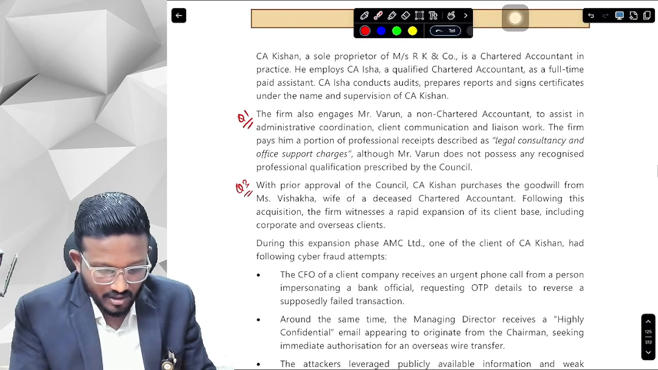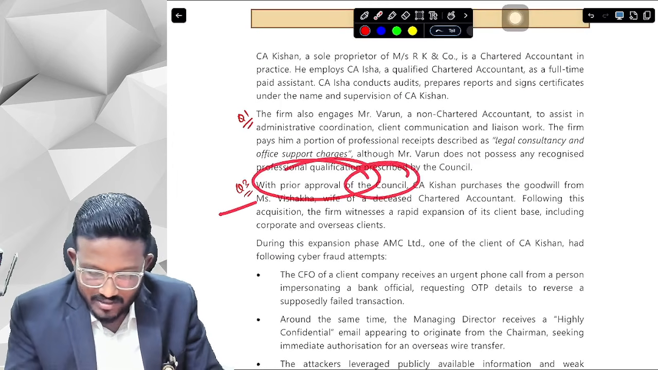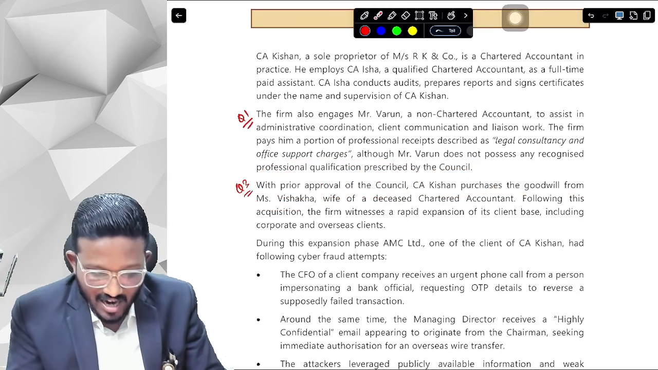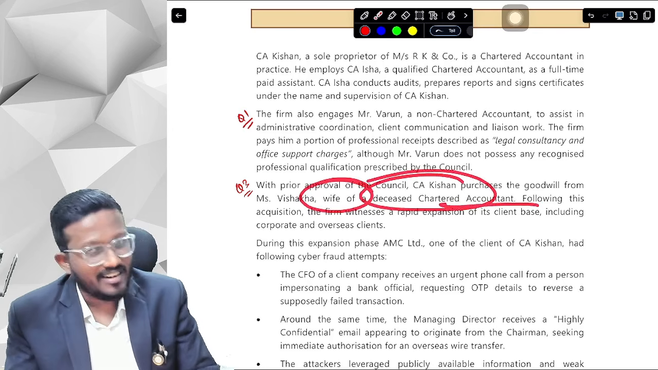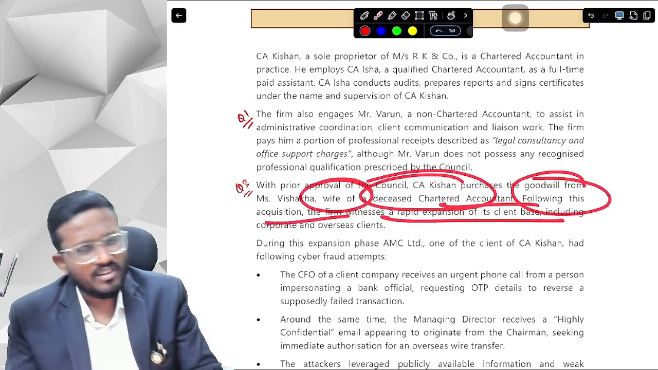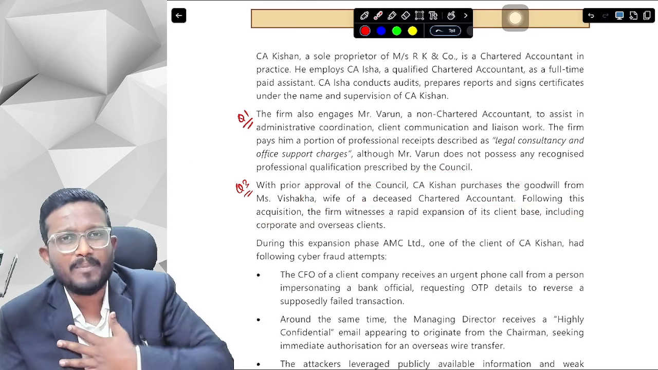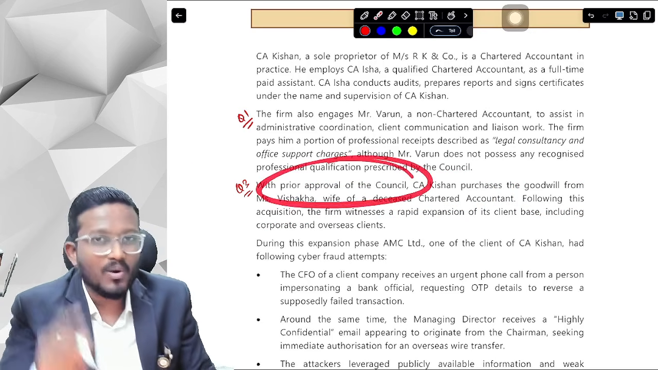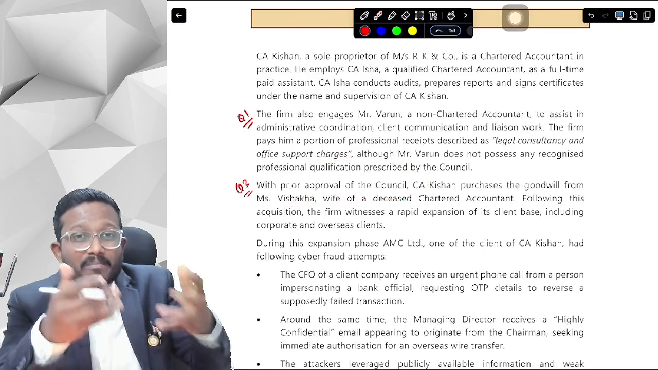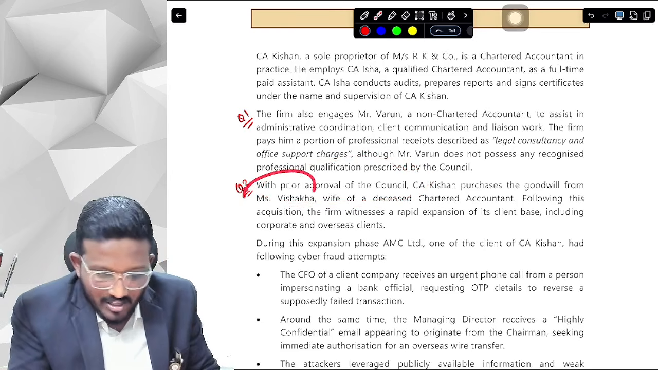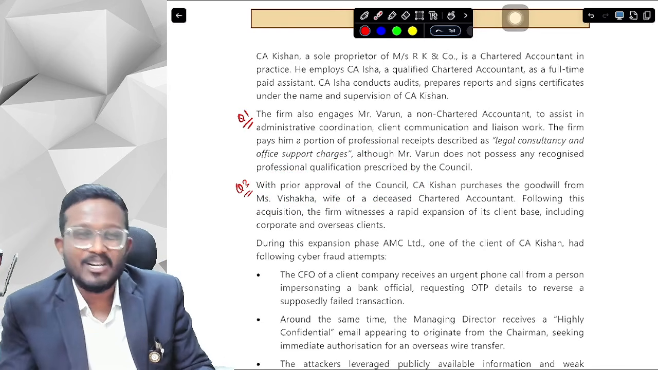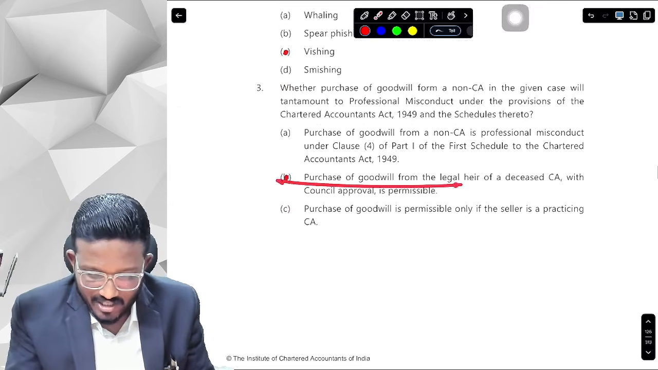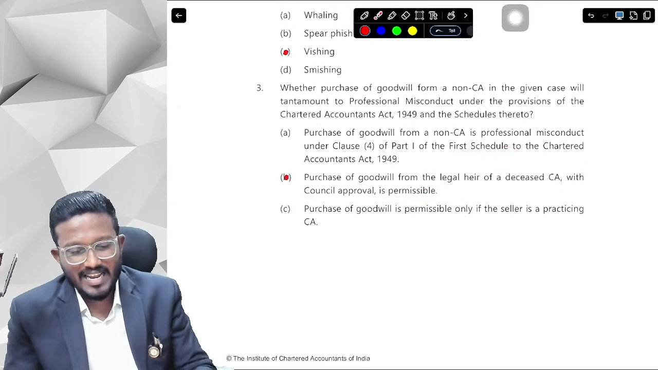So let's see from the concept book. Here it says, with the prior approval of the council, CA Kashan has purchased the goodwill from Miss Vishakha. Who is Miss Vishakha? She is the wife of a deceased chartered accountant. Following this acquisition, the firm witnessed rapid expansion. So basically we have purchased goodwill from the wife of a deceased chartered accountant after taking approval of council. Can we purchase goodwill from a non-CA, since Miss Vishakha is a non-CA? Yes, we can, because she was the legal heir of a deceased chartered accountant. So yes, purchase of goodwill from a legal heir with council approval is permissible.